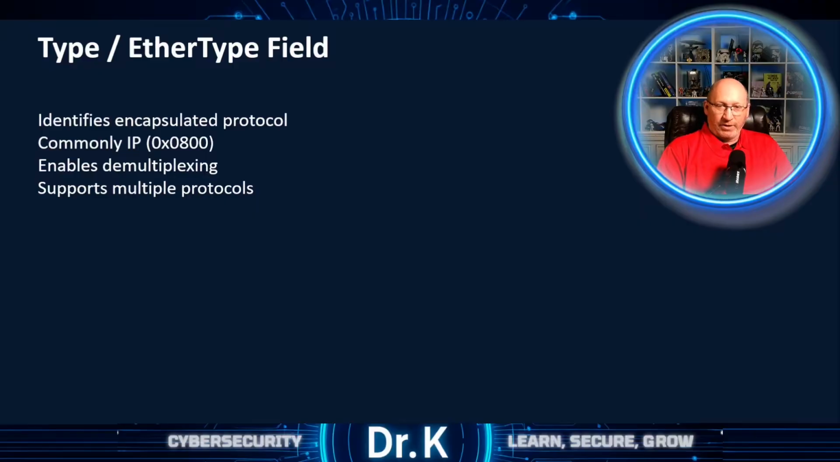The EtherType field identifies what protocol is carried inside the frame's payload. For example, 0x0800 indicates IPv4. And no, you don't need to memorize that. This allows the receiving device to pass the payload to the correct higher layer protocol handler. Without this field, the system would not know how to interpret the data carried within the frame. Ethernet is therefore flexible. It can carry many different network layer protocols.